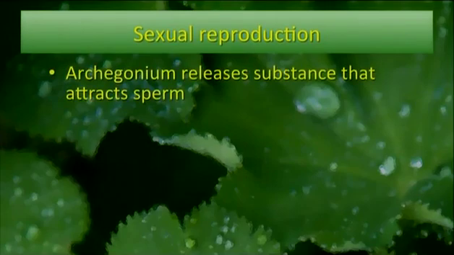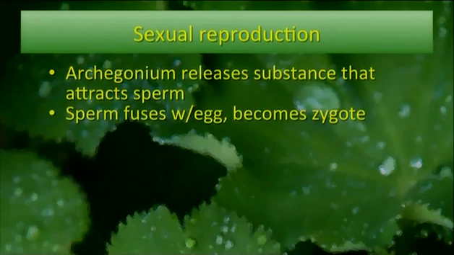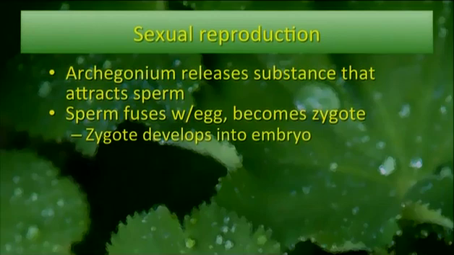Now, the interesting thing with this group too is that the archegonium releases some kind of substance, whether it's a sugar or proteins or acids, or some other substance that attracts the sperm. Do you remember what that's called? Remember we talked about that just a few sessions ago? It's called chemotropism, right? So the archegonium releases substances that make the sperm swim toward them. So then the sperm swims into the archegonium, fuses with the egg, and they become a diploid zygote, and the zygote develops into an embryo.